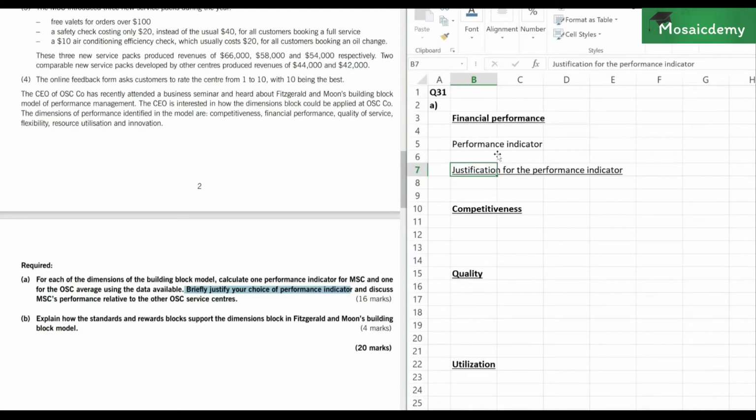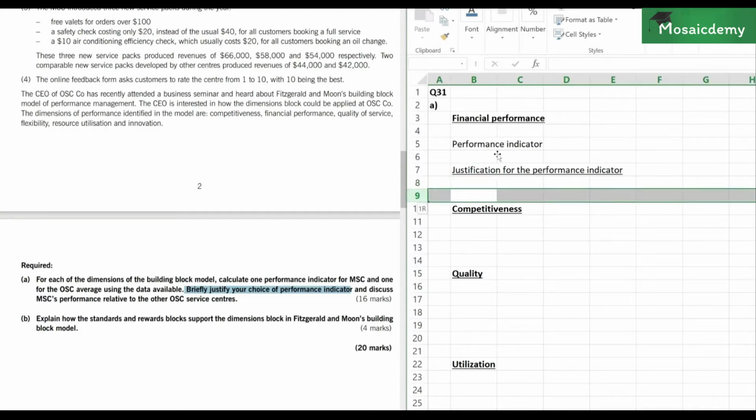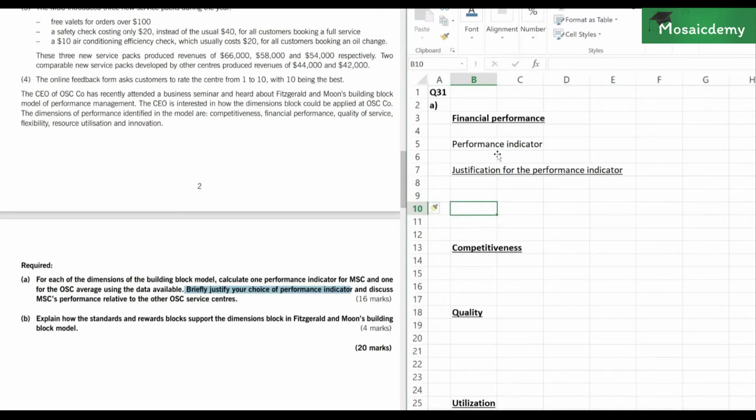So we'll also have a discussion of the MSC's performance, right? So with our headings now, we can just copy paste these every time we move down to a different dimension and make sure we hit all the requirements, right? So it's good practice to do this. So let's get into the question itself.